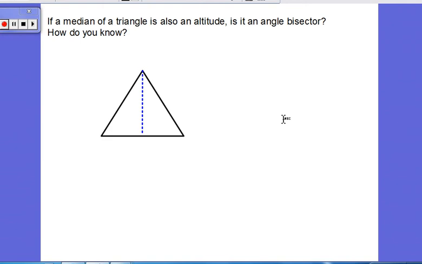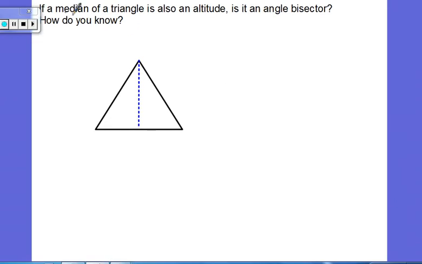So let's get started. The question was, is it always, sometimes, or never? If a median of a triangle is also an altitude, is it an angle bisector, and how do you know? Well, if it's a median, it cuts the side it's drawn to in half. If it's an altitude, it creates right angles also. So what we're trying to do is figure out, are these two triangles congruent?